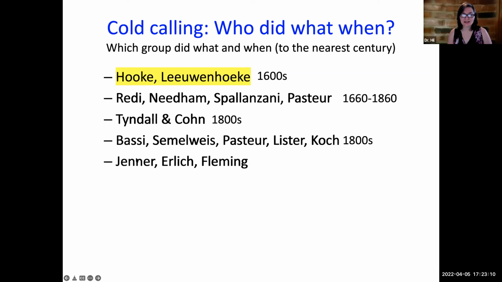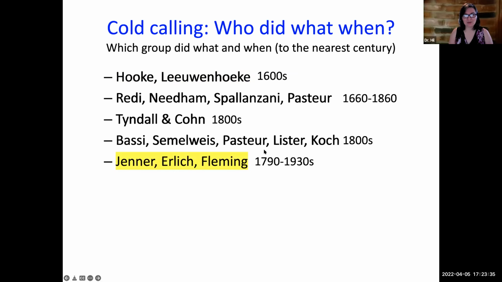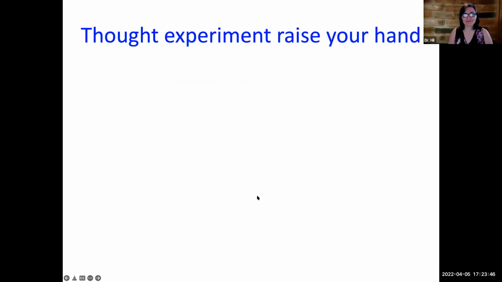And last but not least, there's this group, Jenner, Ehrlich, and Fleming. Now, we remember that Jenner pioneered vaccination and Fleming discovered antibiotics. Paul Ehrlich developed one of the earliest synthetic drugs in the lab by taking arsenic and modifying it into Salvarsan so that he could use it to treat syphilis. So all of them developed treatments for disease, and this was in a 150-year span. So really at the beginning of the sort of golden age of microbiology.